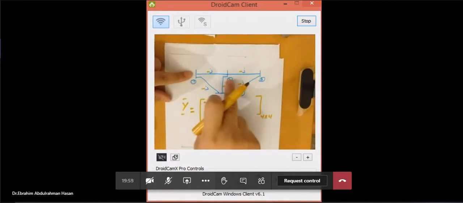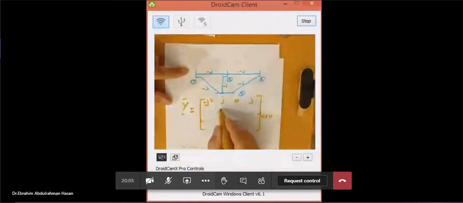Similarly, go for number 2. Total admittance equal to minus j3. Common with 1, minus j, so it is j. Common with 3, minus j, so it is j. Common with 4, again j.